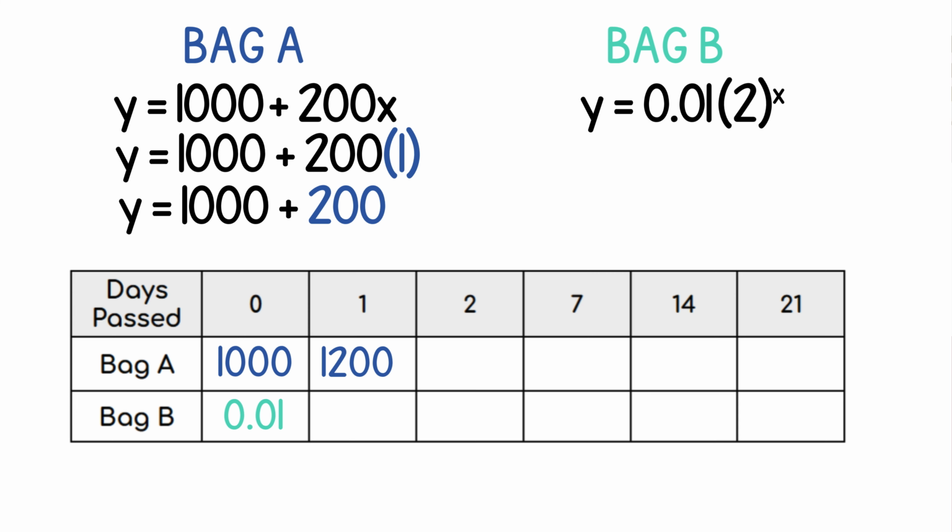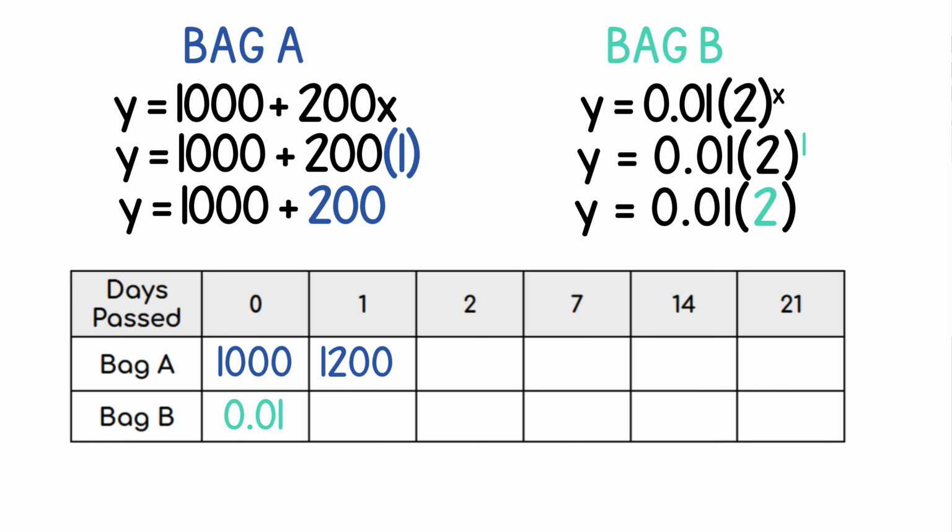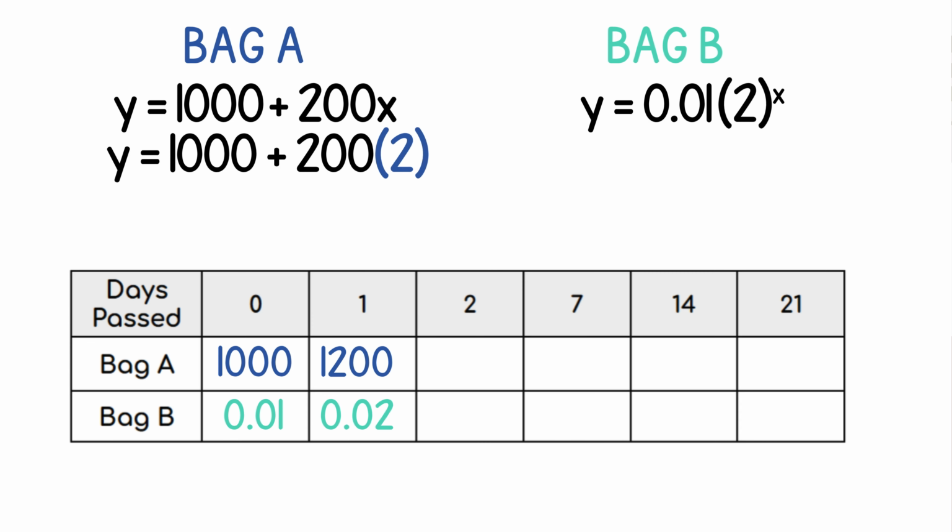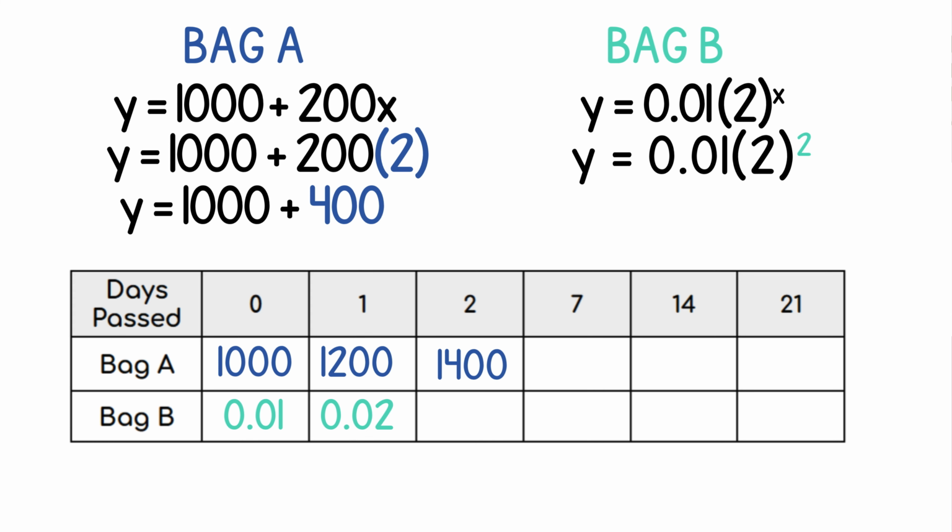Now let's look at bag B. So we'll replace x with 1 in this case as well, and 2 to the first power is still just 2. And when we multiply that by our penny, then we'll just have 2 cents. Now let's look at how much we'll have after 2 days. So in bag A, we'll replace x with 2. This gives us 400 when we multiply, and adding that to our original $1,000 gives us a total of 1,400 after 2 days. Now let's look at bag B. So x will be replaced with 2, and 2 to the second power gives us 4, and multiplying that by our penny gives us 4 cents.